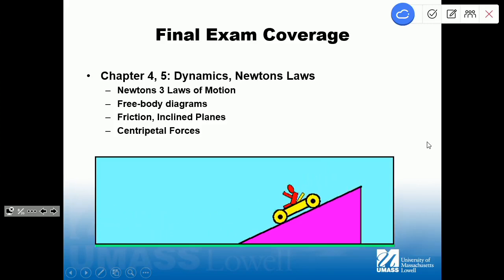Then we dealt with friction. Friction is a force involved when two objects are in contact with each other. There are two basic kinds of friction, static and kinetic. If the two surfaces are sliding with respect to each other, it is kinetic friction. If the two surfaces are at rest with respect to each other, it is static friction. And the force of friction is some coefficient of friction times the normal force.